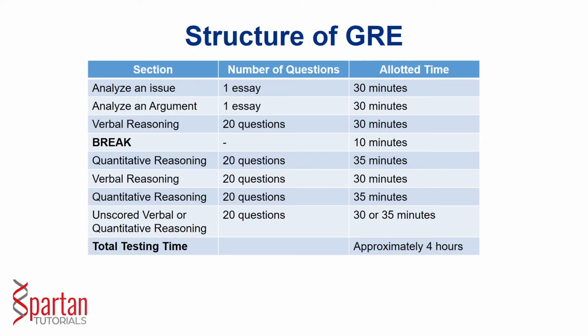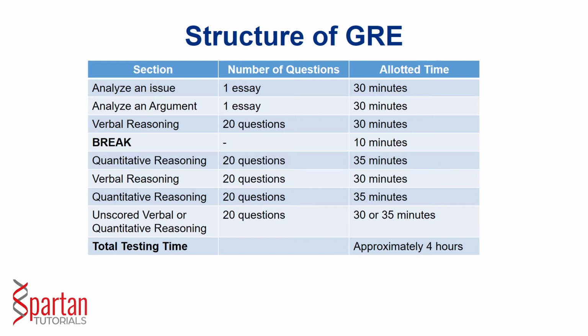Now coming to the structure of GRE. GRE is a long exam. It is a marathon, not a sprint. The exam takes close to 4 hours to finish with very little time to rest. As shown in this table, the exam starts with 2 essay questions. One essay is about analysis of an issue and another one is about analysis of an argument. Both essays have to be written in 30 minutes each.